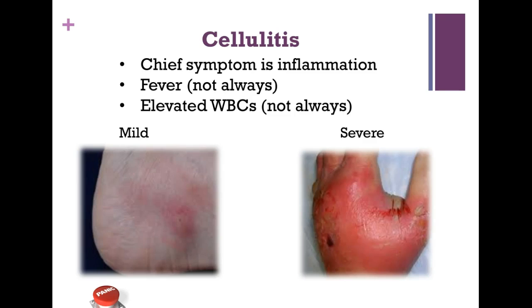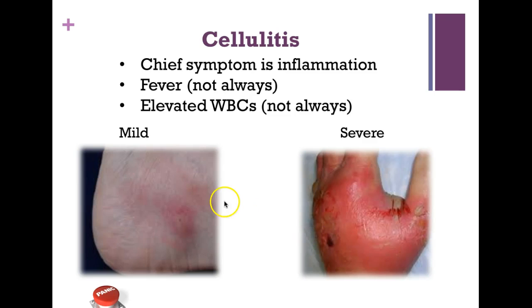Cellulitis is an infection of the skin. The chief symptom is inflammation. So how do you know by looking at it whether or not it's infected? Well, you don't necessarily know, but we certainly would report that to the physician. If we see inflammation, we would want to have him or her assess it to make sure that it doesn't turn into a cellulitis. So the chief symptom would be inflammation, not always a fever, and not always elevated white blood cells, especially early on.